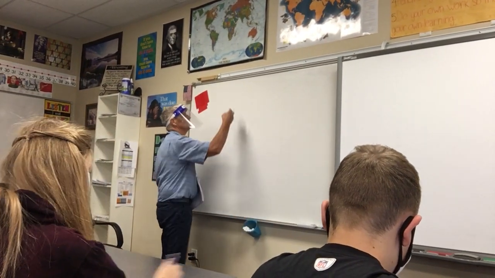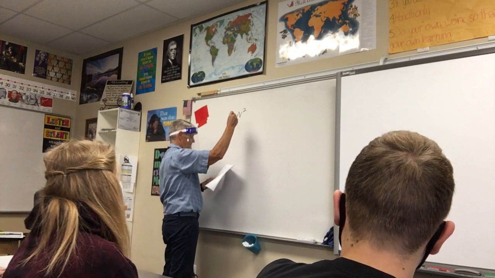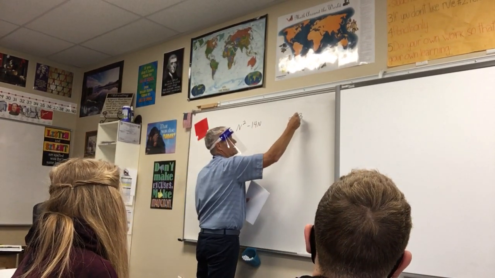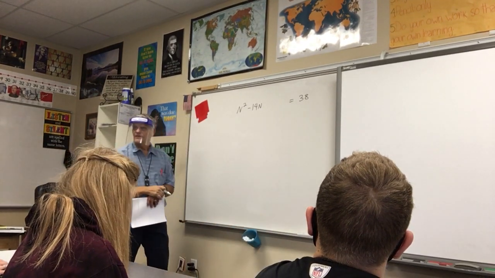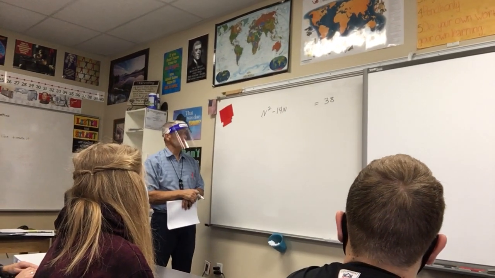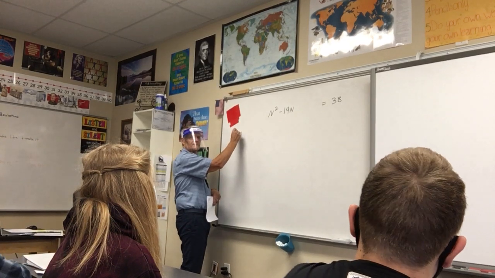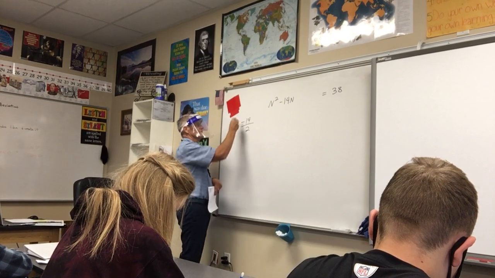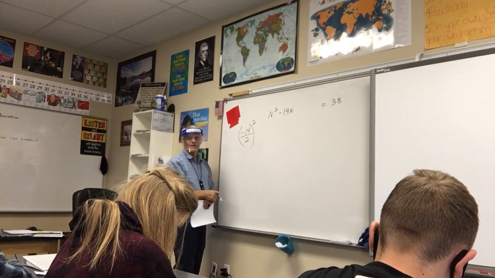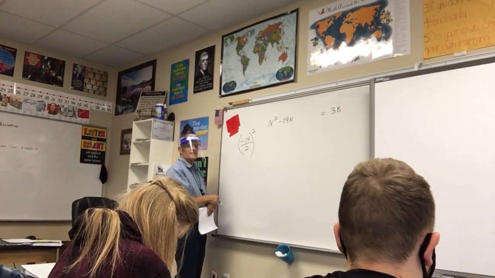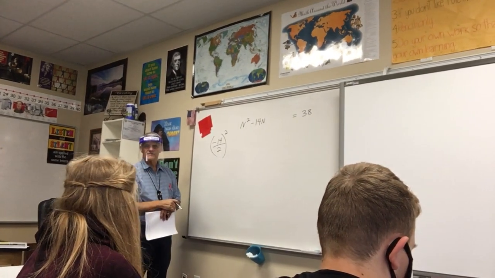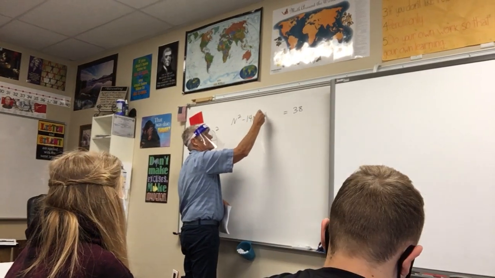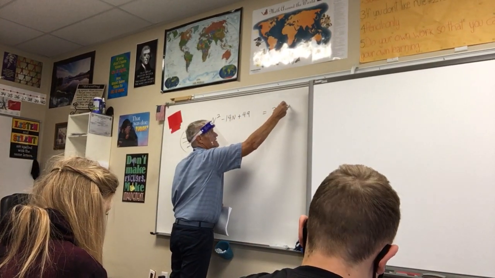Okay, number one. n squared minus 14n equals 38. Now this should be old hat to you. You should be very used to this. What's 14? Negative 14 over 2, square it. So negative 14 divided by 2 is negative 7. I square that, and I get 49. So I'm going to add 49 to both sides. Plus 49.